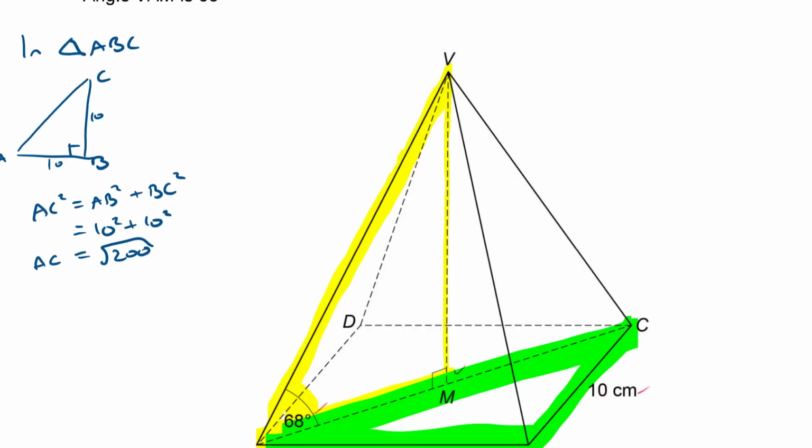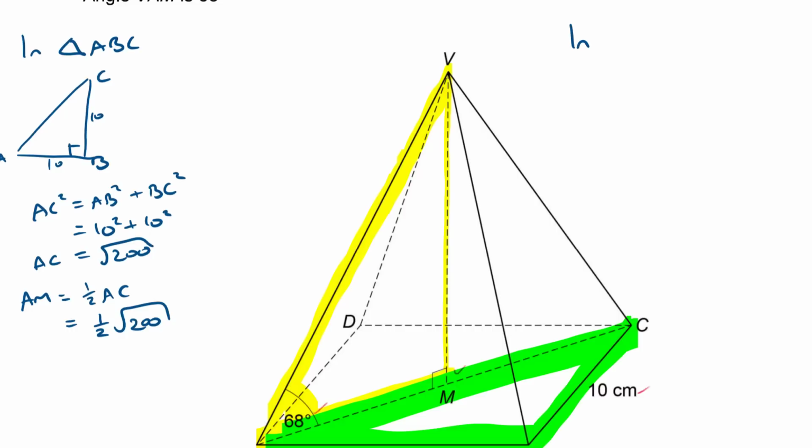Now I could work out what the root of 200 is, but I'd be rounding off. So let's just leave it like that for now. So what's AM? AM then is going to be half of AC. So AM is equal to 1/2 of the root of 200, or root 200 over 2 if you prefer. So now I've got AM. Now let's switch to the other triangle.